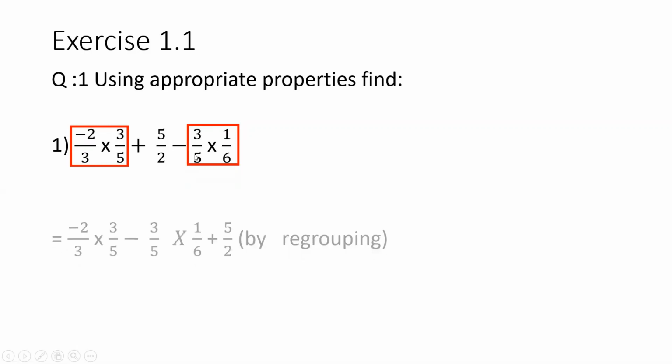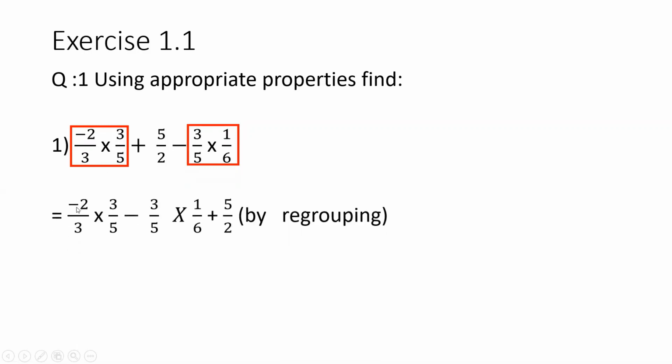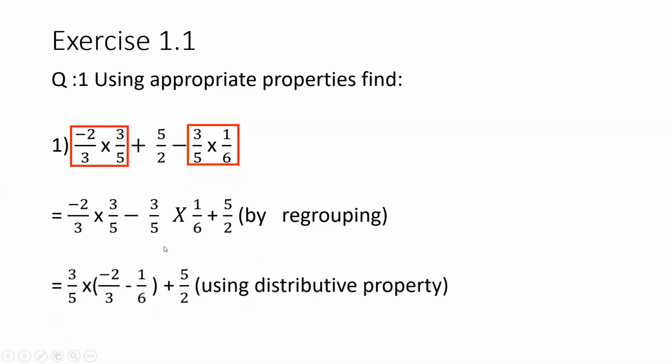So, by regrouping, we can write it as minus 2 upon 3 into 3 upon 5 minus 3 upon 5 into 1 upon 6 plus 5 upon 2. Next step, using distributive property of multiplication over subtraction, we'll get 3 upon 5 into minus 2 upon 3 minus 1 upon 6 plus 5 upon 2. So next we'll be solving this bracket first.